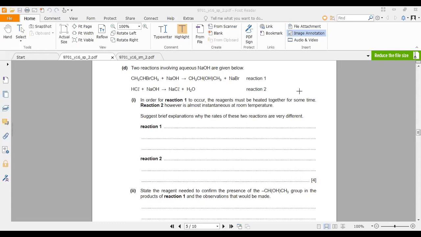On the other hand, in the second reaction, basically the reaction will occur between hydrogen ion and hydroxide ion. When you write the ionic equation, it will be hydrogen ion and hydroxide ion, right?